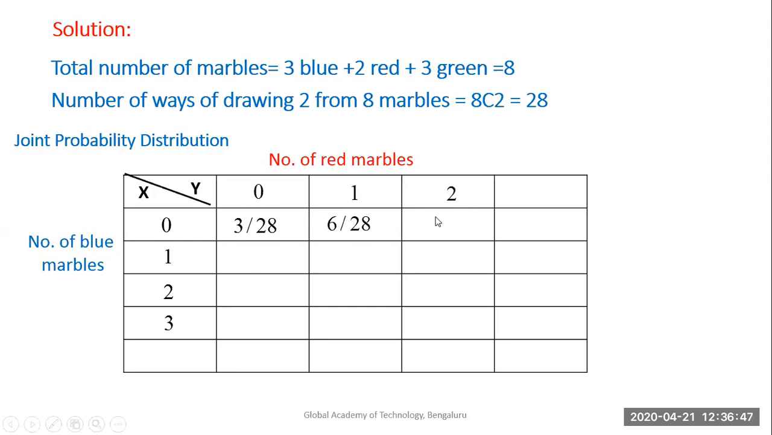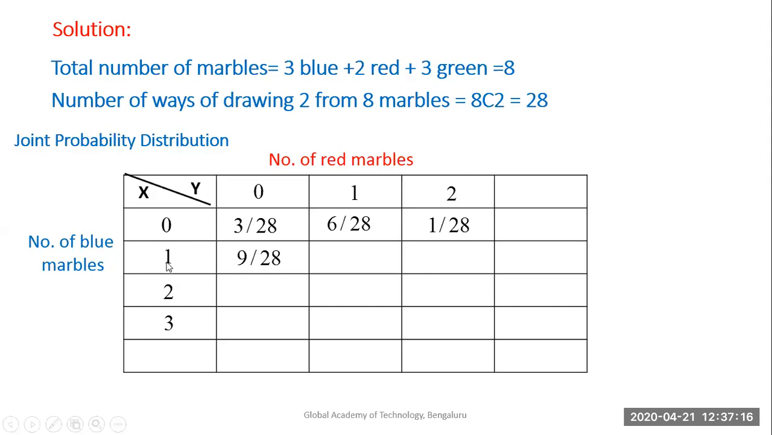So the value here is x is equal to 0, y equal to 2. So no blue marbles are drawn, but both the marbles are red here. So draw 2 red marbles from 2 red marbles. It is 2C2, which comes as 1. So it is 1 by 28. You are drawing both the red marbles, so there is only one possibility of getting 2 red from 2 red, that is 2C2. That is 1 by 28.